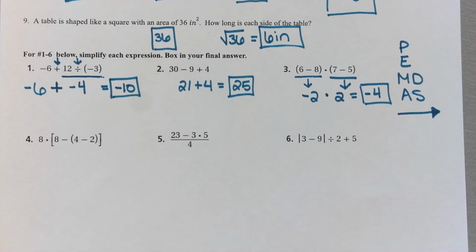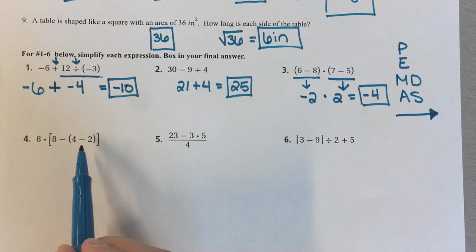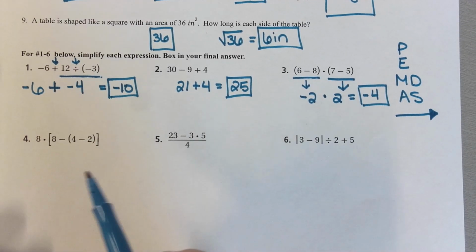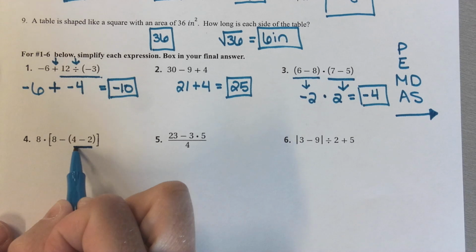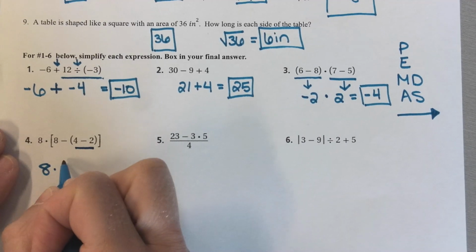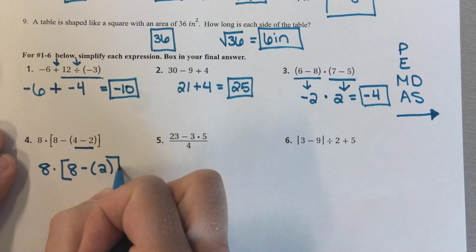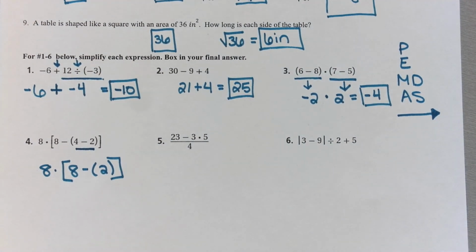Alright, next one. Let's go to the innermost set of parentheses. If I work my way in, so this is the innermost thing, I'm going to do this first. So what do I get when I subtract the 4 and the 2? 2. Alright, so I'm going to rewrite this with just a 2. So the goal with these is kind of eliminating stuff as you go and making it look a little simpler every single time.